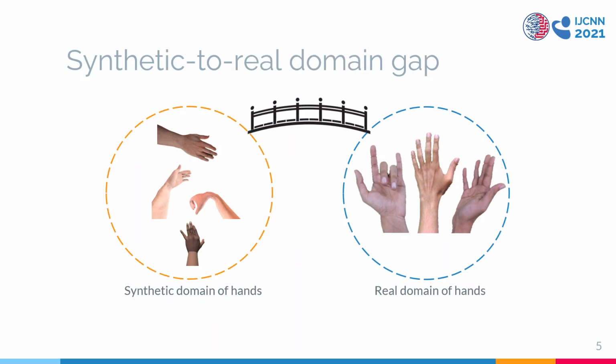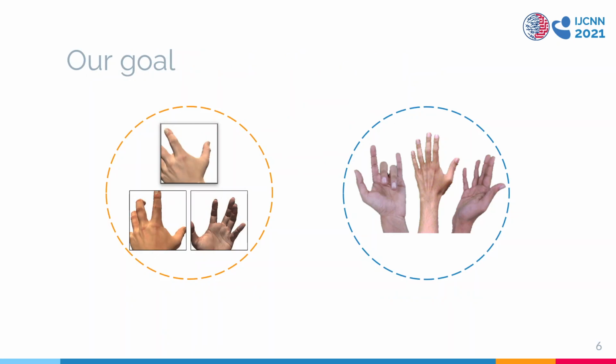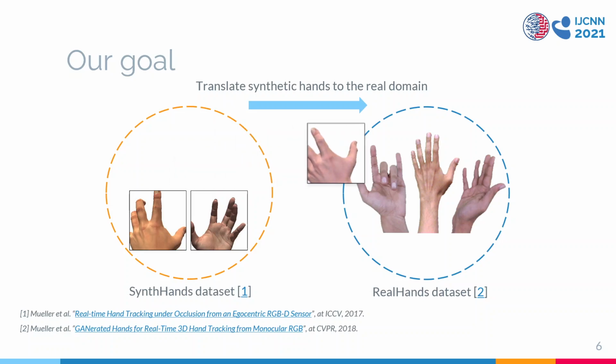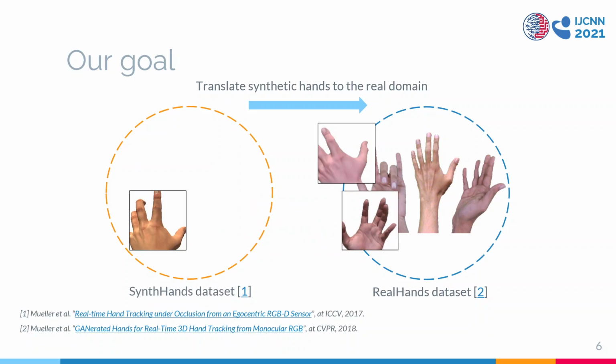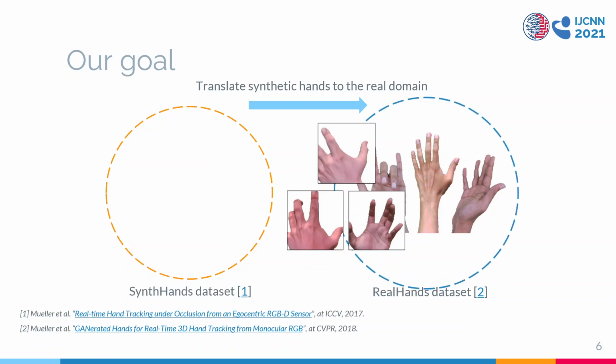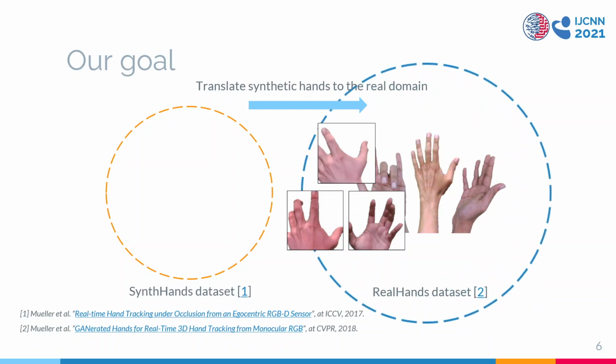So let's see how. Given a synthetic dataset of hands, such as synth-hands, and the real hands dataset containing real images of hands, we want to translate the synthetic hands to the real domain. This is, we want to change the appearance of synthetic hands so that they look like real hands. In this way, the translated images would approximate the underlying distribution of the real hands. Thus, they could be used together to train deep learning models.